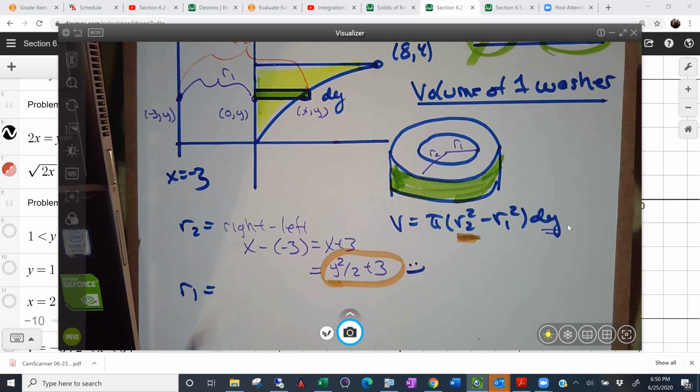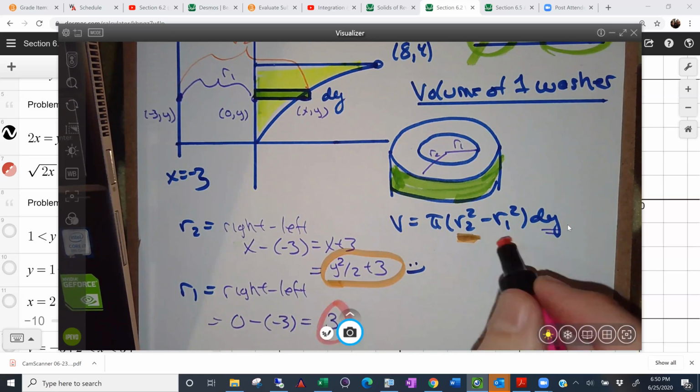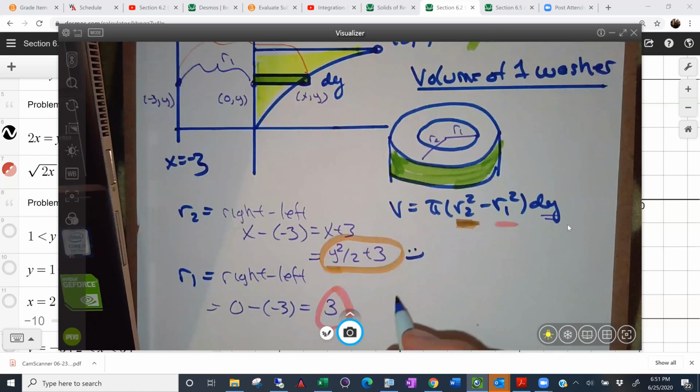Well, let's do it just like we did here. Do right minus left. Just 0 minus -3 then? All right, 0 minus -3. And what happens to 0 minus -3? +3. Perfect. So that's this one. So I've got expressions for both of these. Let's put them in there, and we'll almost be done.